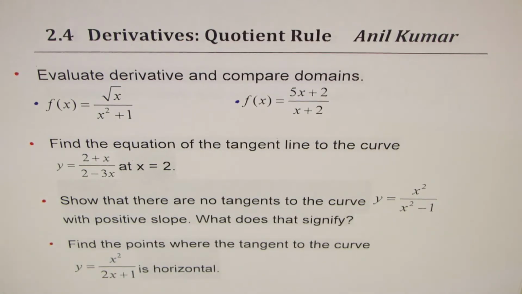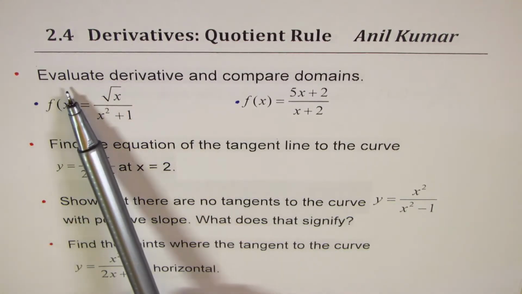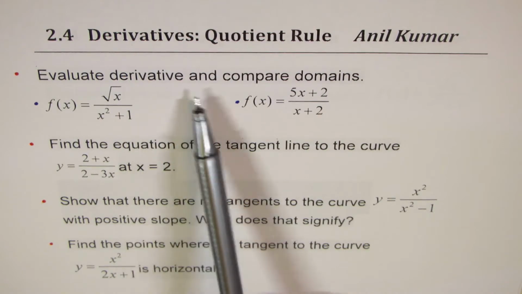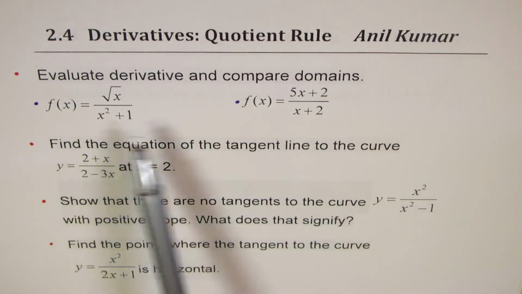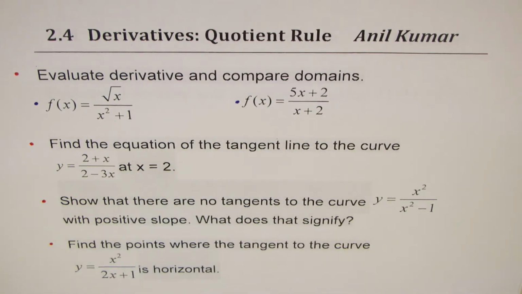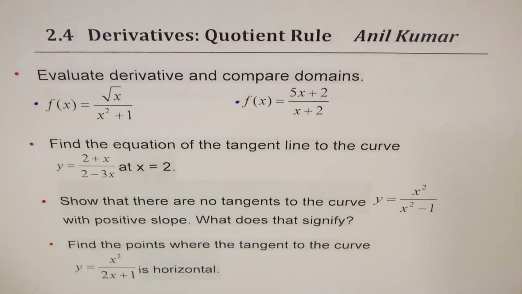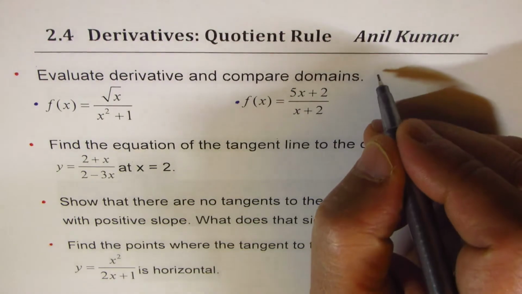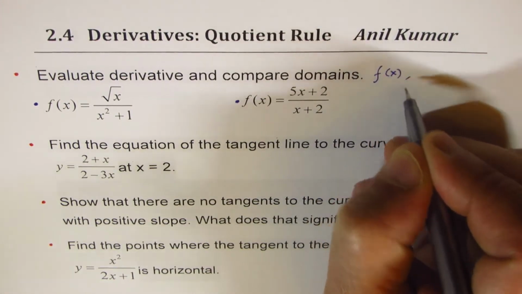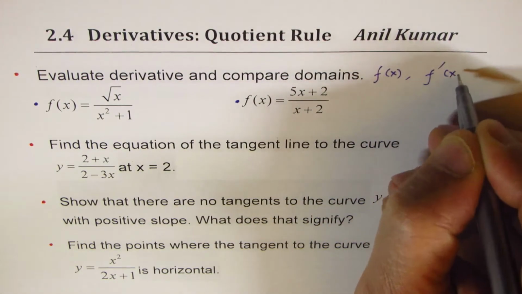Okay. Now let's get back to the main topic, and that is to understand how to apply quotient rule and solve questions based on it. Here are, I think, 4 questions. Question number 1: evaluate derivative and compare domain. So not only evaluate derivatives, you have to compare the domain of the function and its derivative.